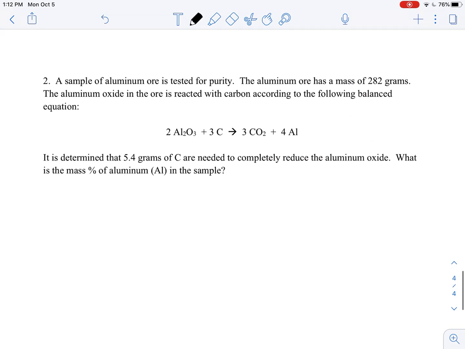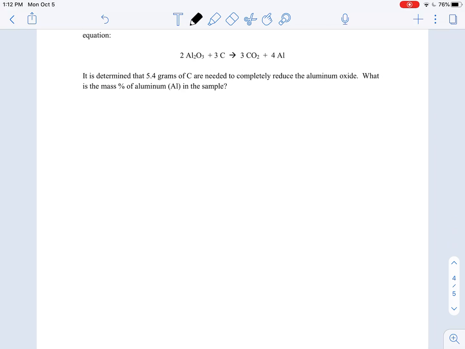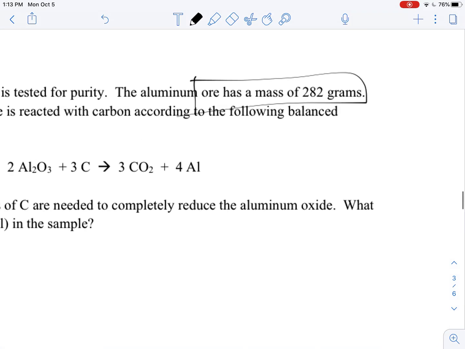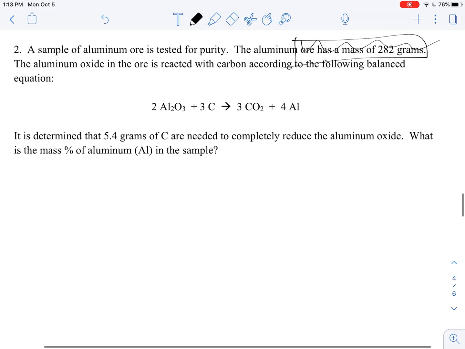All right, let's do one more. A sample of aluminum ore is tested for purity. The aluminum ore, so they're telling you that the ore has a mass of 282 grams. Okay, so I'm going to come down here, and I want to know what my percent aluminum is. So that's going to be the grams of aluminum divided by the grams of the ore. And apparently I have a 282 gram sample of my ore according to this. So again, that's the ore. That's not pure aluminum. That's the ore.